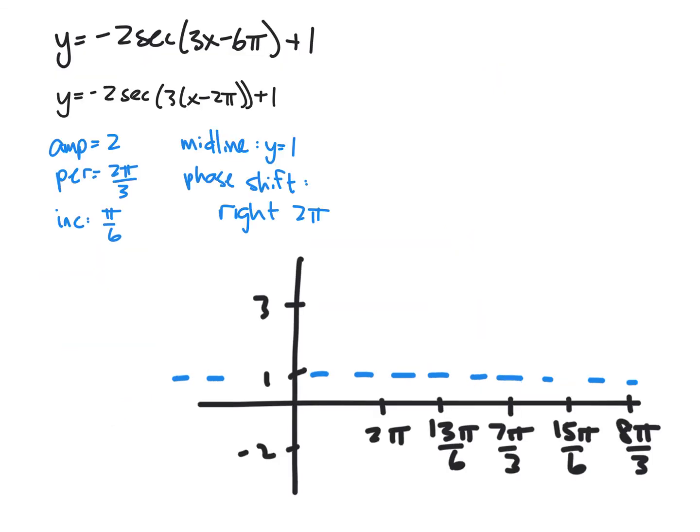So here I have my axes set up with a midline at 1, the amplitude is 2, and if you're wondering where these numbers come from, I started at 2 pi, and I'm just adding in increments of pi over 6. So like 12 pi over 6, 13 pi over 6, 14 pi over 6, so on.